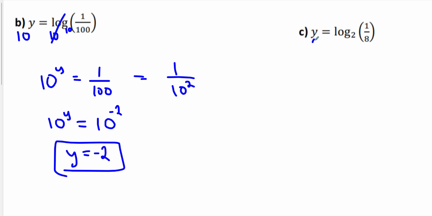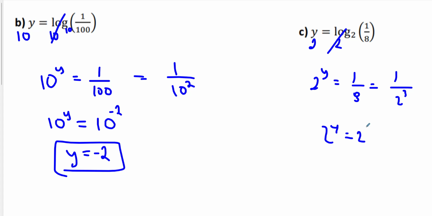Yeah, good job. So 2 to the power of this, 2 to the power of this, cancels. 2 to the power of y is equal to 1 over 8. And we know that that's the same thing as 1 over 2 to the power of 3, which is just 2 to the power of negative 3. Y is equal to negative 3. Good job.